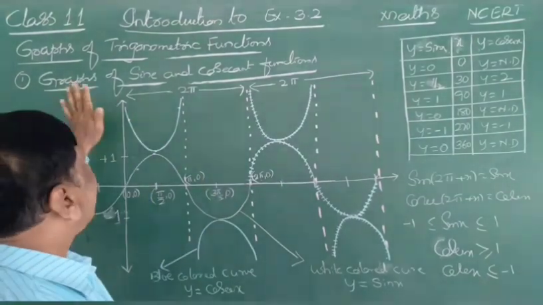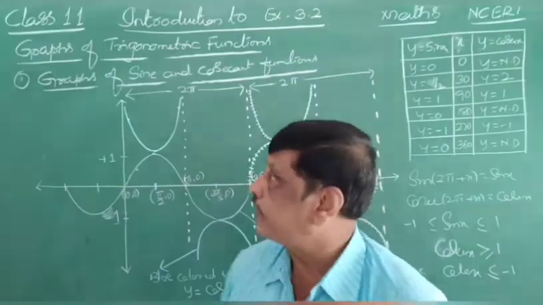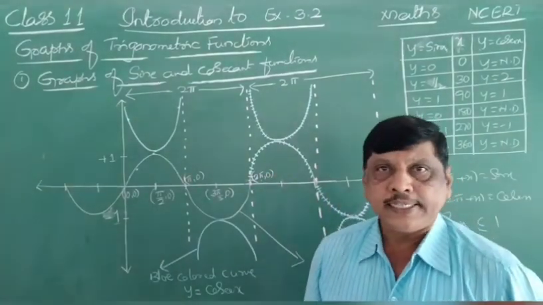This is about the graphs of sine and cosecant functions. I hope all of you understood.